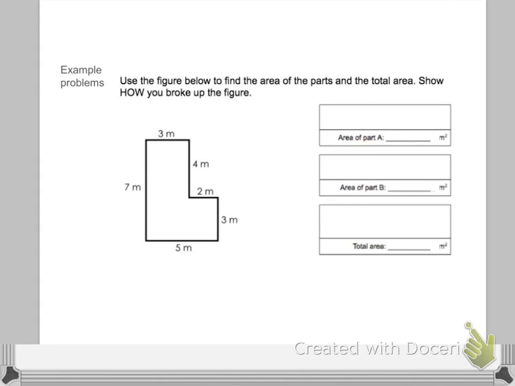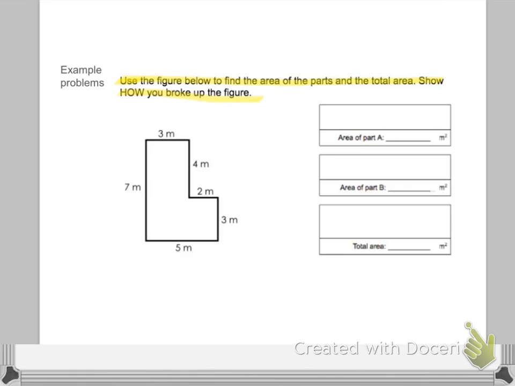The first example problem. Now remember, this is not the same problem that's in your review. It is asking us the same question. Use the figure below to find the area of the parts and the total area. Show how you broke the figure.